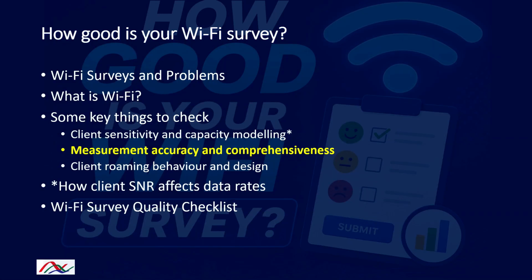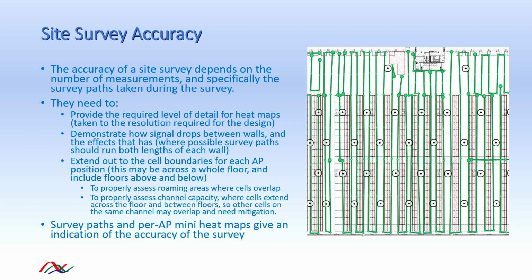So another important area is how accurate and comprehensive are measurements taken during the survey and used in the design. I've seen surveys where only a few measurements have been taken, or some areas missed out completely, and the resulting heat map is then presented to the customer. It's important to survey all relevant areas. If inadequate survey measurements are taken, the survey results will be meaningless. To indicate that the survey has been done correctly, a separate heat map just showing survey paths should be included to demonstrate where measurements have been taken. And mini heat maps should be included to show the measured heat for each AP position across floors. These will be too uniform if they're not measured properly.